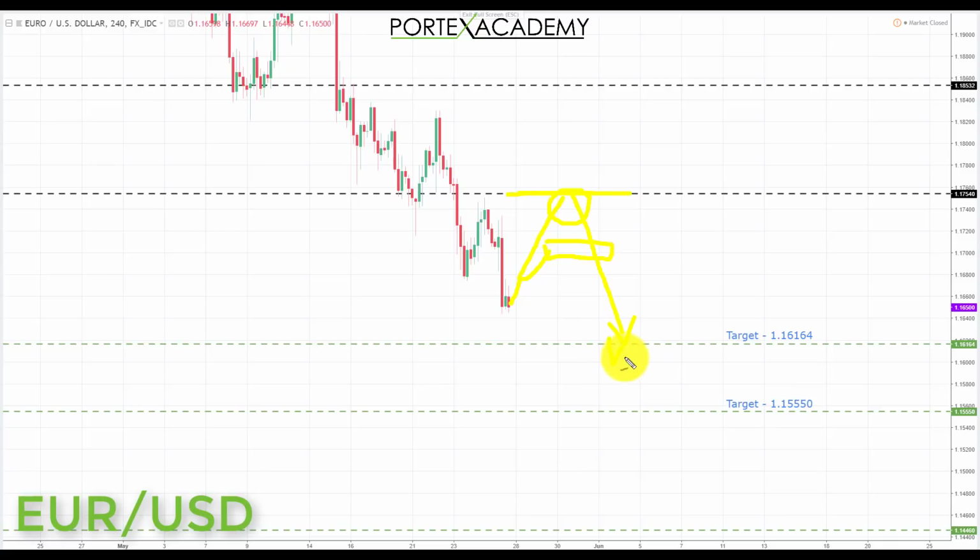And if we can get a break through here, this is a great place to again look for bearish formations and patterns down for target 2 and the next key area of support to the downside at the 1.15550.